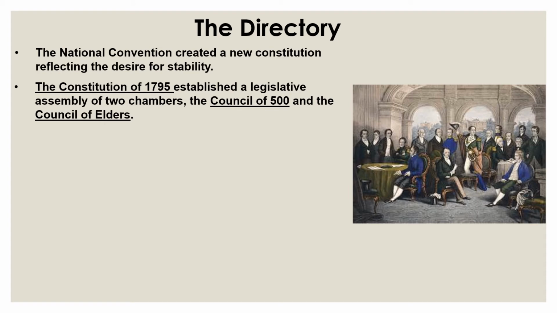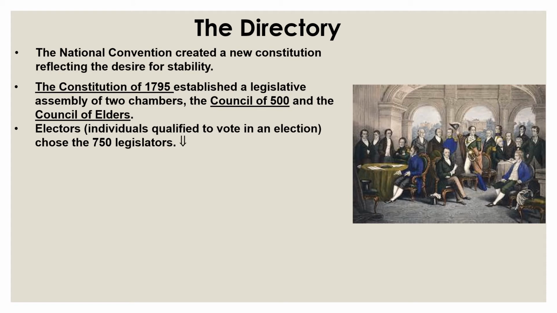And now a third one in 1795 established a legislative assembly that would have two chambers: the Council of 500 and the Council of Elders. If you think about it, this is kind of like the House of Lords and House of Commons in the British Parliament. The House of Lords would be the Council of Elders. The Council of 500 would be more like the House of Commons, the elected body.